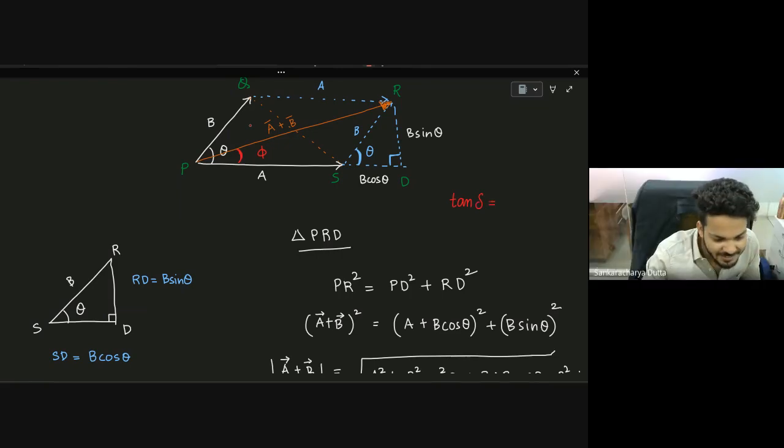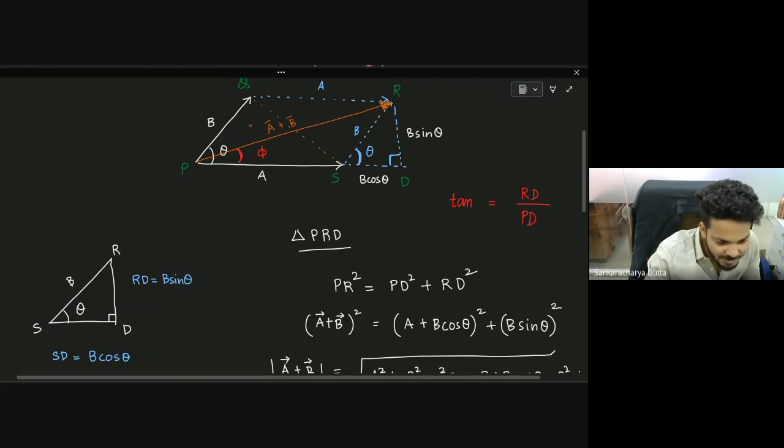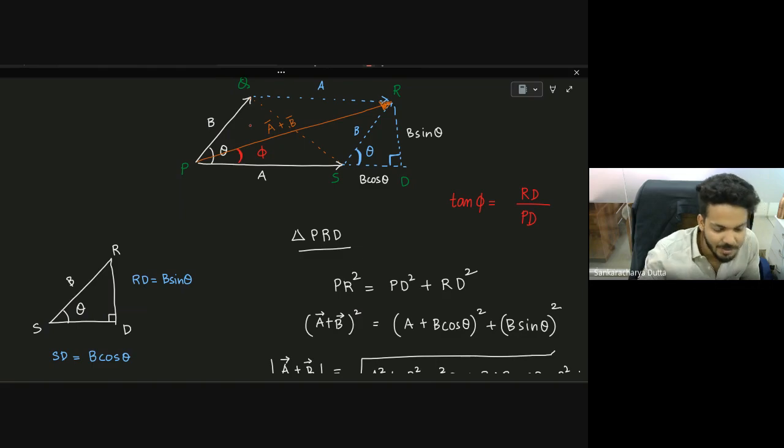Tan phi is equal to B sin theta by A plus B cos theta. That's cool, RD by PD. So in this triangle PRD, tan phi is actually equal to RD by PD. Why? Because tan theta is defined as perpendicular upon base, opposite side by adjacent side. So if I plug in the values, tan phi will be equal to B sin theta by A plus B cos theta.